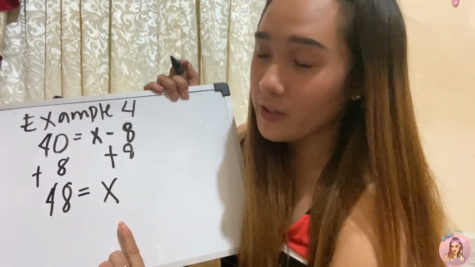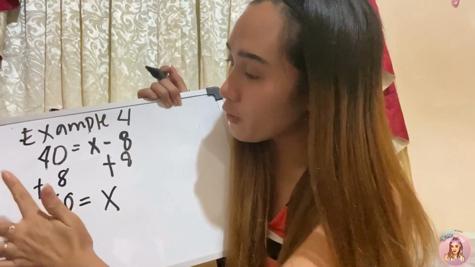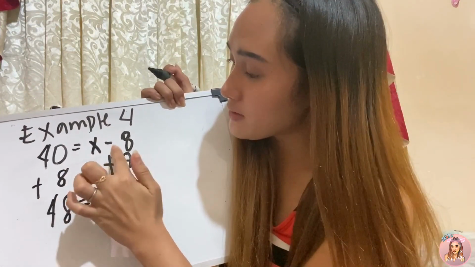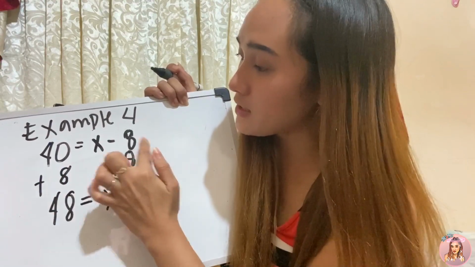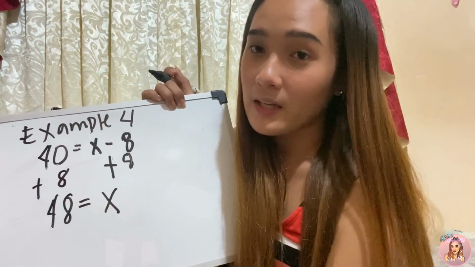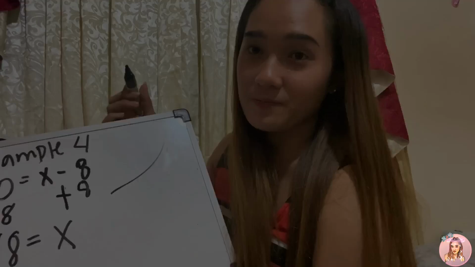So let's check if our solution is correct. 40 equals x minus 8. So x there is 48. So 48 minus 8 equals 40. So, it is correct. I hope that you learned from me, guys.